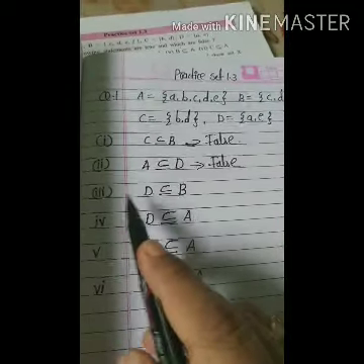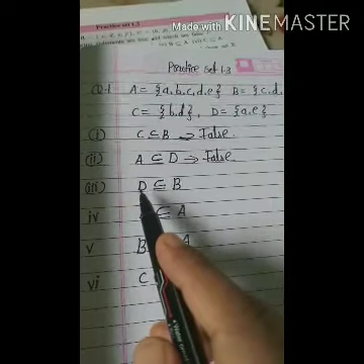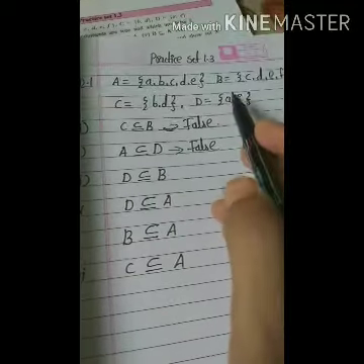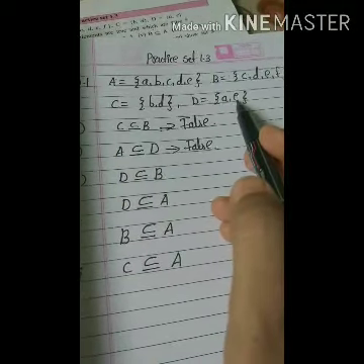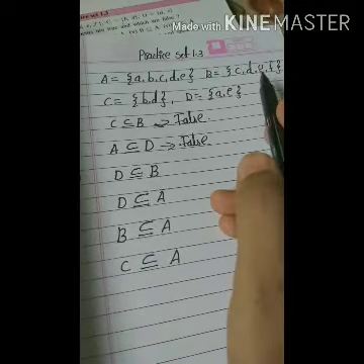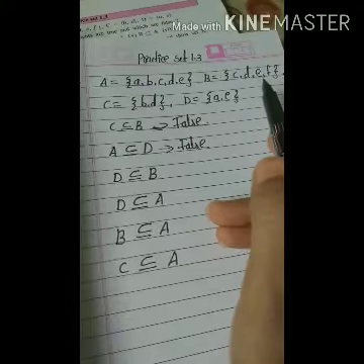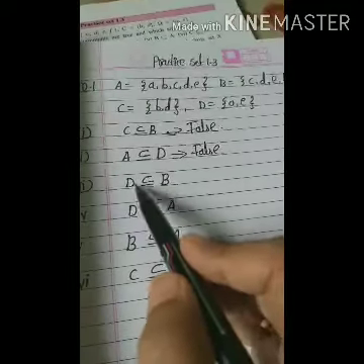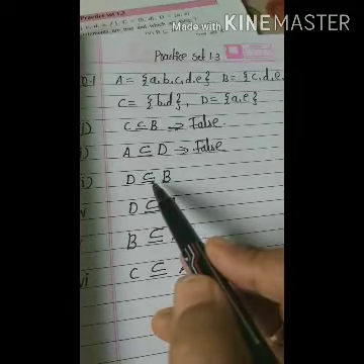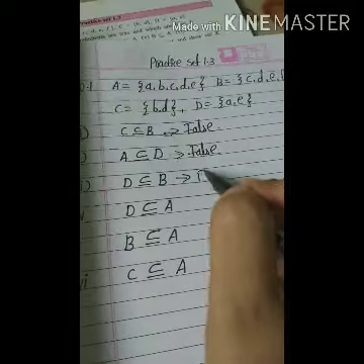Now, third one. D is a subset of B. So, all the elements of D should be present in B. So, what are the elements of D? A, E. Is A, E present in B? A is not there, but E is there. So, it means D is not a subset of B. But here what is given? D is a subset of B. It means it is also false.